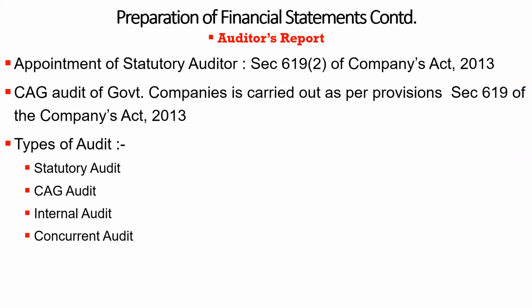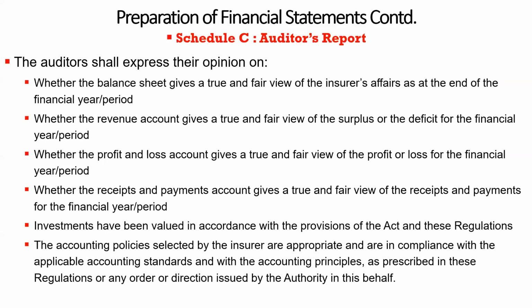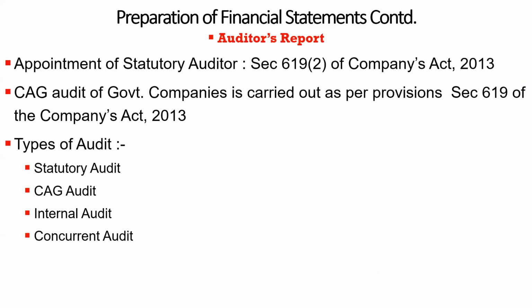Now, the auditor's report, what he has to comment on, is governed by the IRDA regulation. Appointment of the statutory auditor is governed by the Companies Act 2013, Section 139 and 142. This is important. That's why we have covered it in this PPT. Sections may be asked. Section 139 and 142 of the Companies Act. CAG audit of government companies is carried out as per Section 619 of the Companies Act.